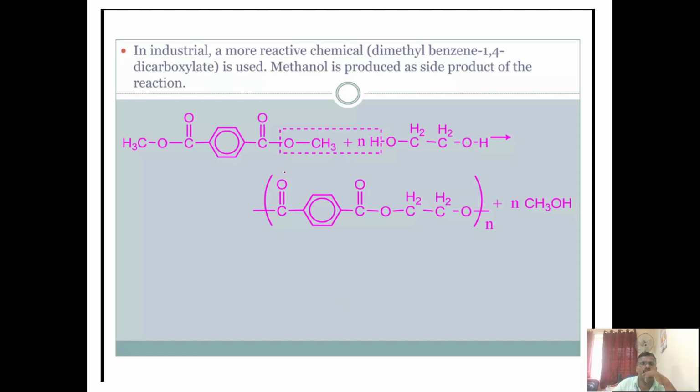Another polymer where, instead of a carboxylic acid, it is an OCH3, a substituted phthalic acid. What happens when it reacts with ethylene glycol? Here methanol will be eliminated. What is the byproduct here? Methanol. We end up with a polymer of dimethylbenzene 1,4-dicarboxylate. Because of the bulky groups, it is more rigid than aliphatic substituted polyesters.